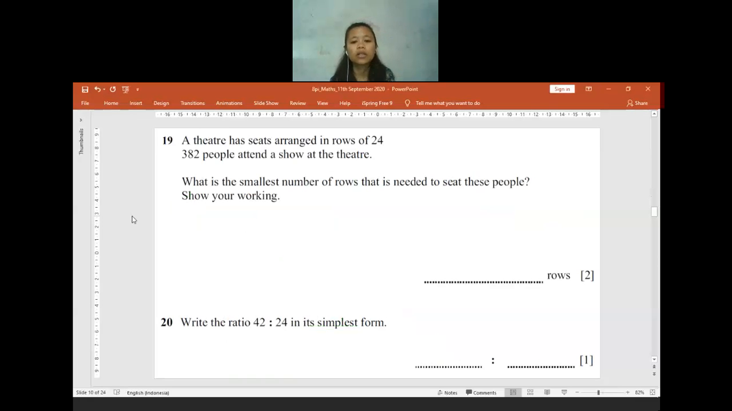Okay, for question 19, a theater has seats that are arranged in rows of 24. There are 382 people attending a show at the theater. So how many rows of seats will be needed? How do we find it? Is there anyone who knows how to solve it? Maybe anyone who already tried at home can tell me how we find the number of rows needed to arrange all of these seats.